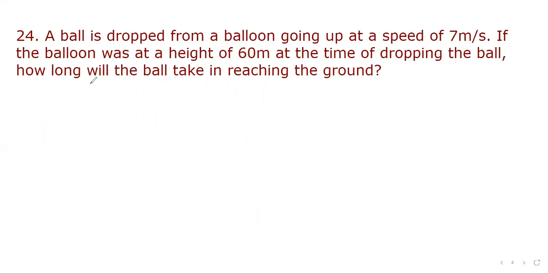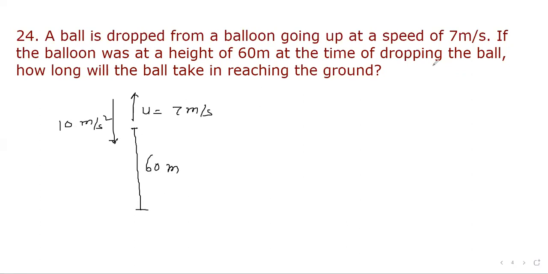Question number 24. A ball is dropped from a balloon going up at a speed of 7 meters per second. Speed of balloon is 7 meters per second, and gravity will act downward 10 meters per second square. If the balloon was at a height of 60 meters, so this height is 60. If balloon is at a height of 60 meters at the time of dropping the ball, how long will the ball take in reaching the ground?